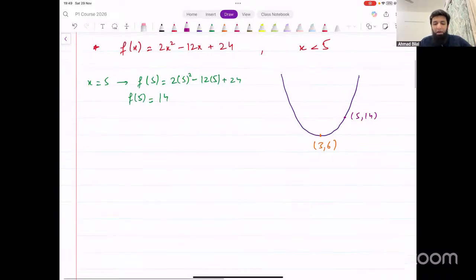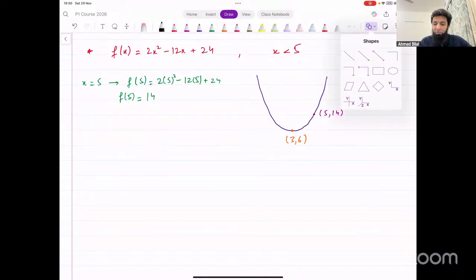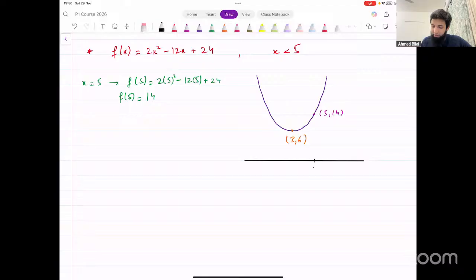Okay. Now on the x-axis, what does the domain say? The x value has to be less than 5. So which part of the graph is valid? To the left side of 5. That means this part of the graph is what we're talking about, this yellow region. That's the valid part of the graph, right? Everything to the left of 5.